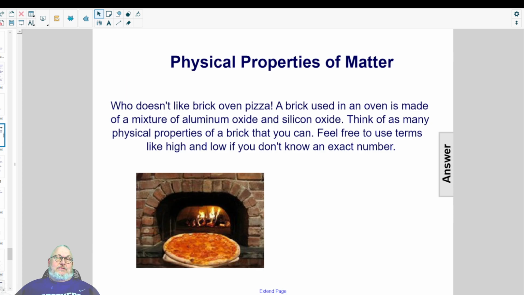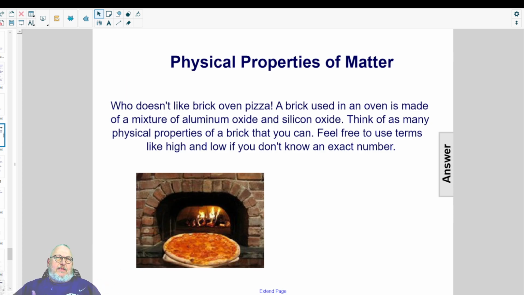That's great. Now, what about brick ovens? They line the oven, right? The bricks are made of a mixture of aluminum oxide and silicon oxide. Think about a brick. What are the physical properties that make it up?